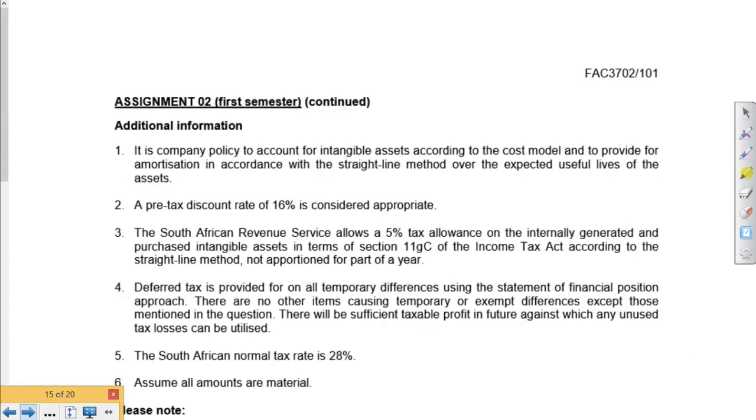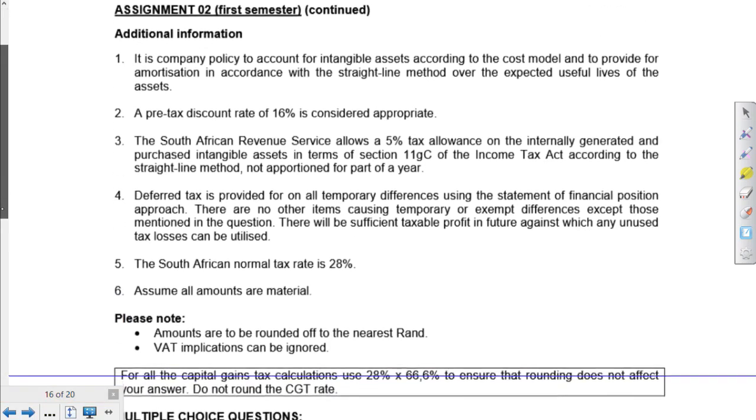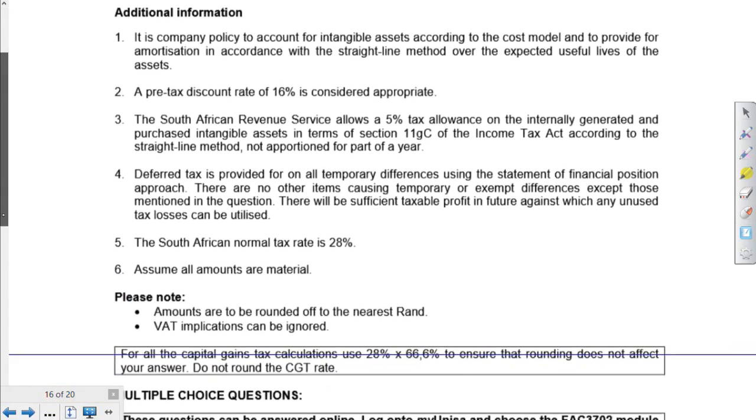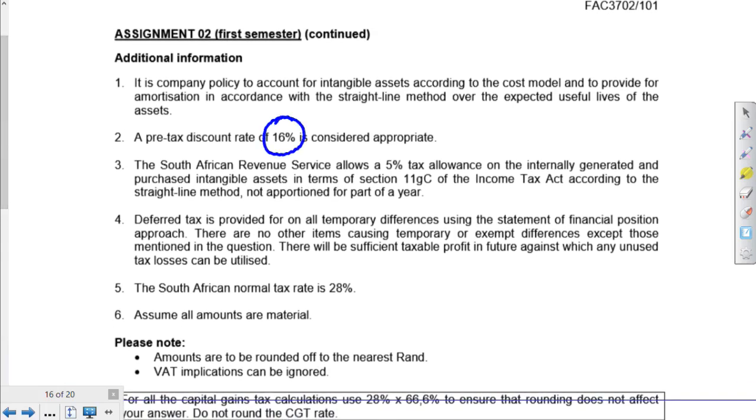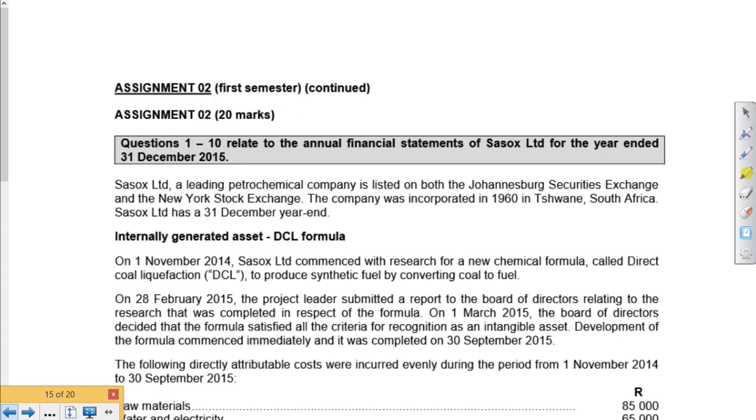Okay, next page. It's the company policy to account for intangibles using the cost model and to amortize straight line. A pre-tax discount rate of 16% is considered appropriate. We will use that to discount the cash flows.